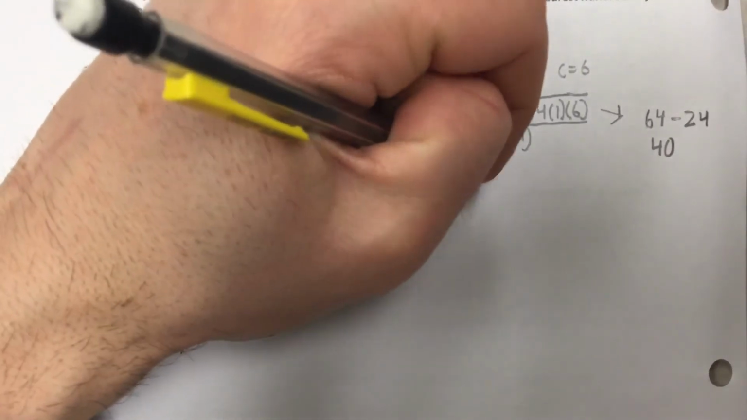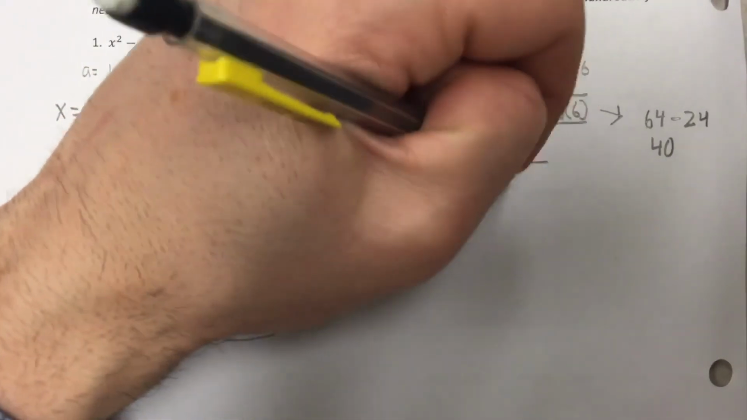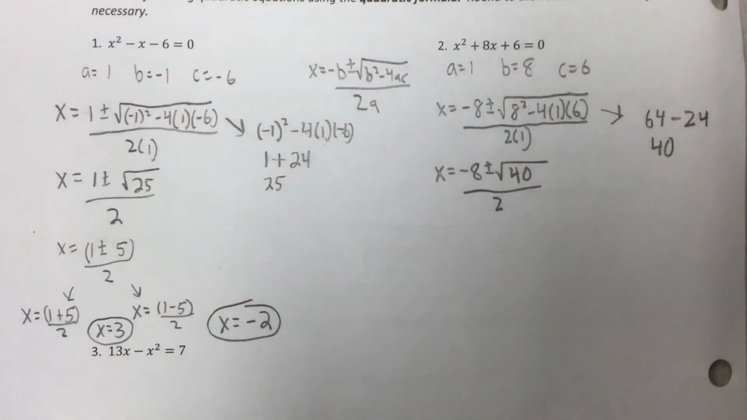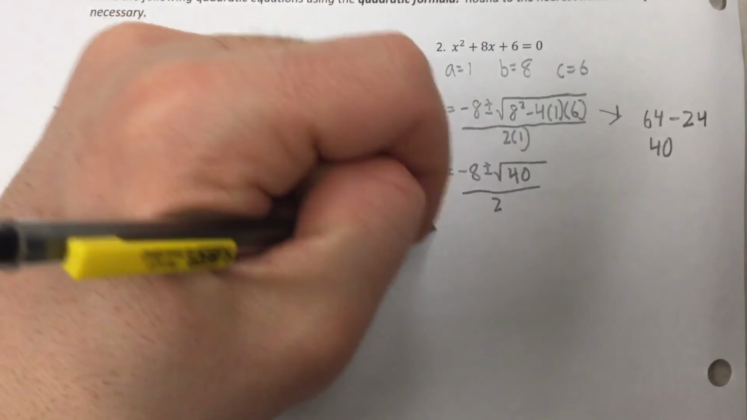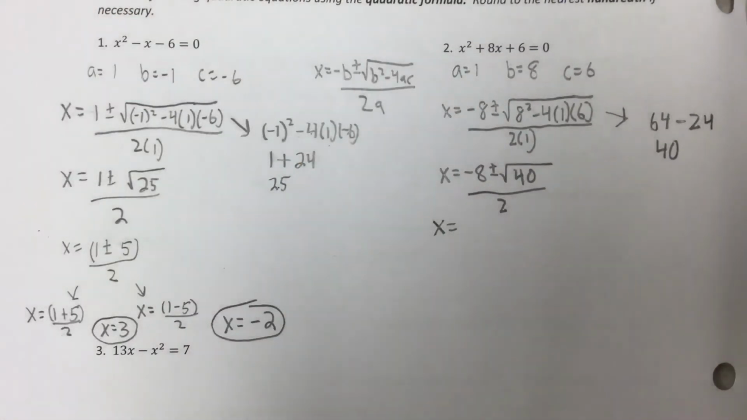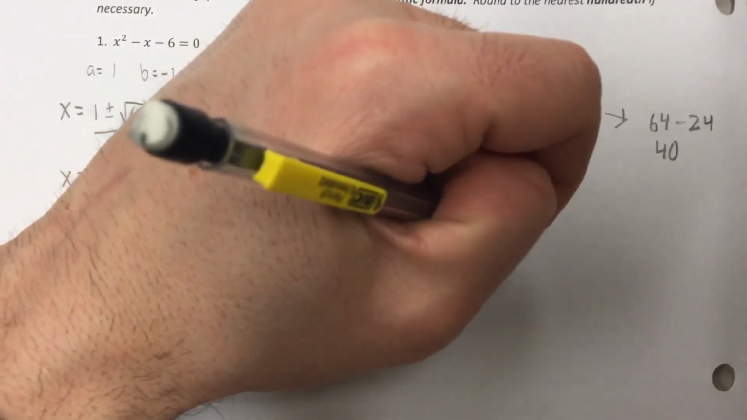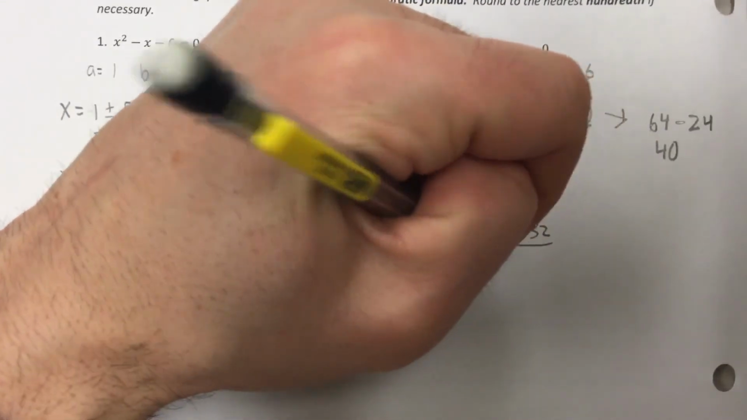And now when I rewrite it, it has the square root of 40 underneath. 2 times 1 is 2. Remember, I'm going to take the square root of 40 next. So 40 is not a perfect square, so this was not factorable. And the square root of 40 is 6.32.